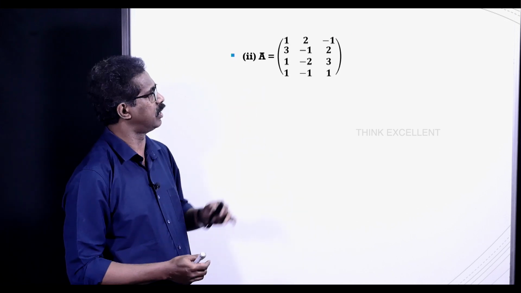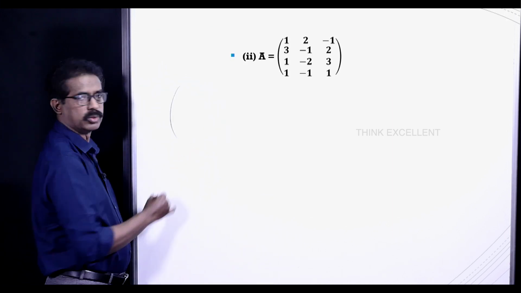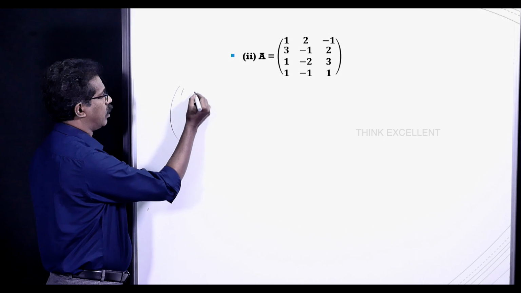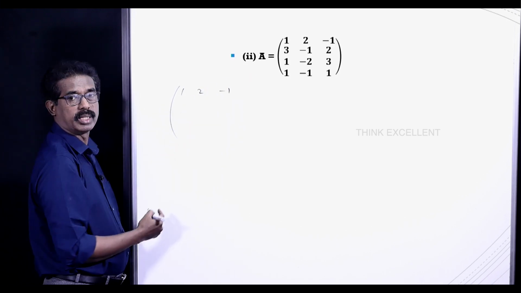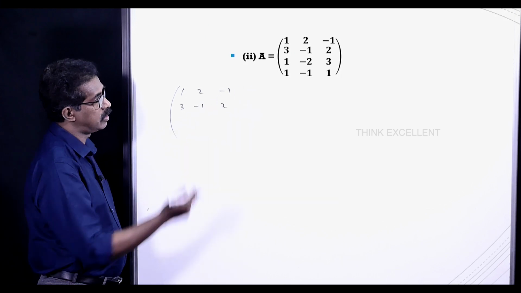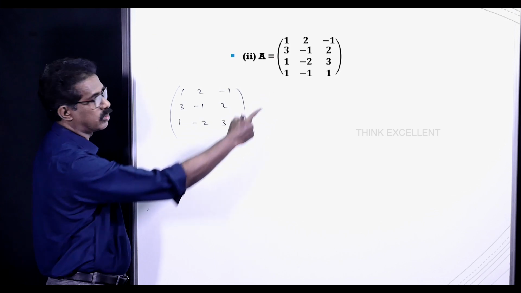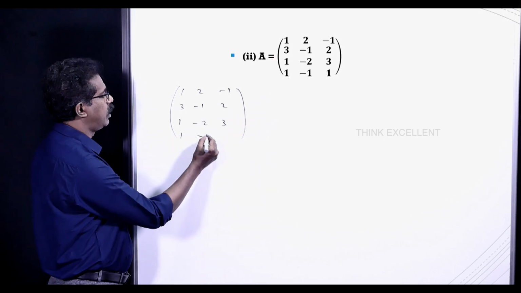First row, first element, it is 1, right? Already it is 1. So I'm not going to do that fully, just to tell you how to do it. First row is 1, 2, minus 1. What's the second row here? 3, minus 1, 2, right? What's the third row here? 1, minus 2, 3. And the last row is 1, minus 1, 1.